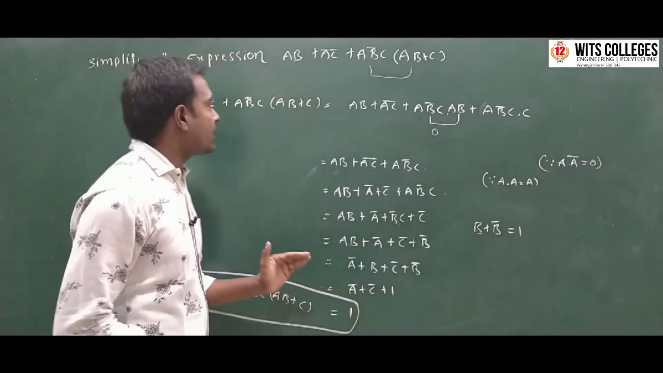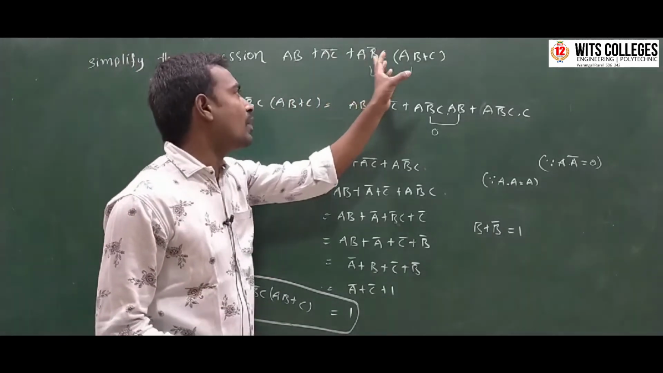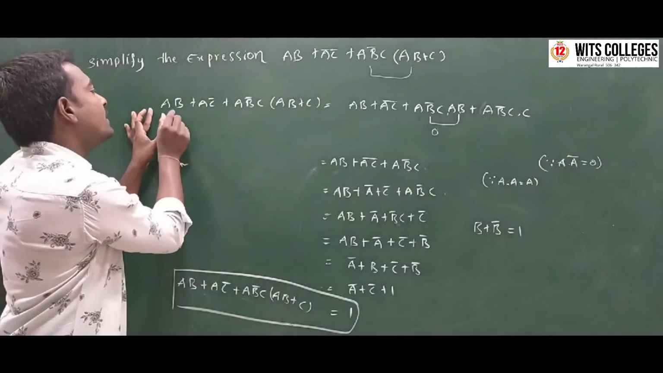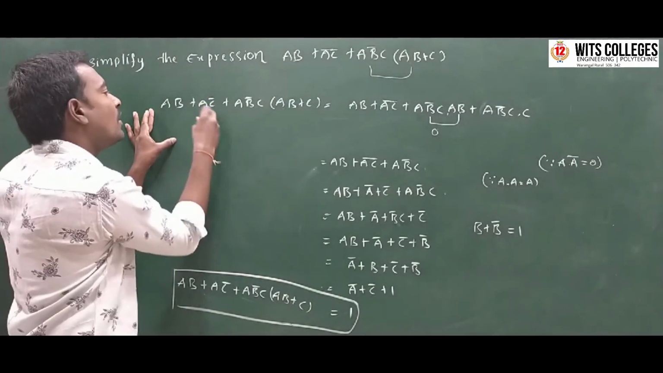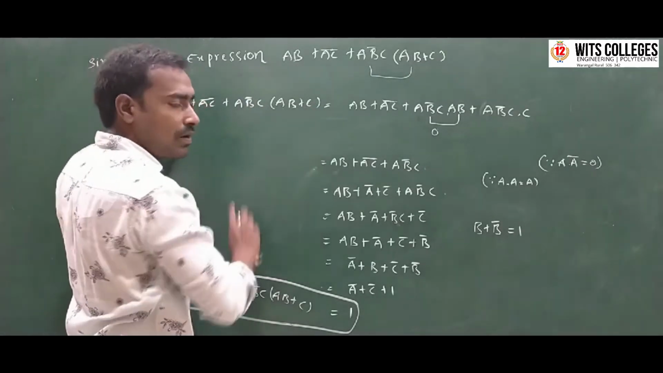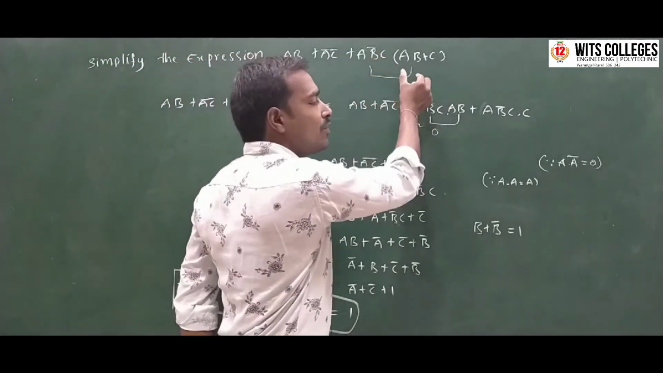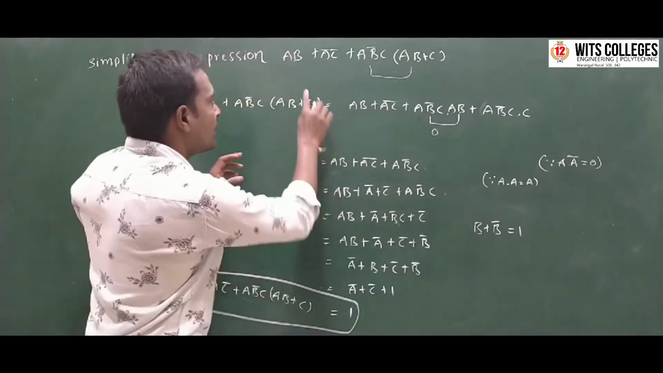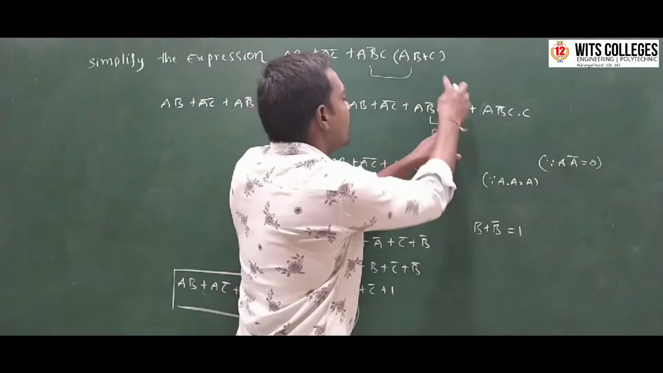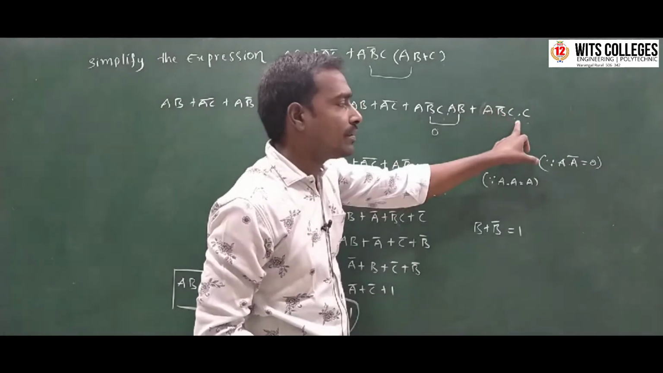Okay, next we have another problem, that is simplify the expression A into B plus AC whole bar plus A B bar C into AB plus C. So here I am multiplying A into B bar C with the individual values A into B plus C. So we will get A into B plus A C whole bar plus A B bar C into AB plus A B bar C into C.